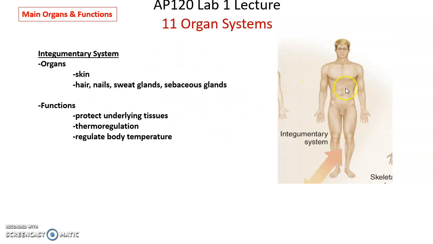All right, the integumentary system. The integumentary system is the skin and associated structures such as hair, nails, sweat glands, and oil glands. Functions of the skin include protecting underlying tissues. Protection is a big, big function of the skin. And then also thermoregulation, which means regulating the body temperature. Our skin is able to release extra heat by increasing blood flow to the surface of the skin and sweating. And it can try to conserve heat by reducing blood flow to the surface of the skin and not sweating.